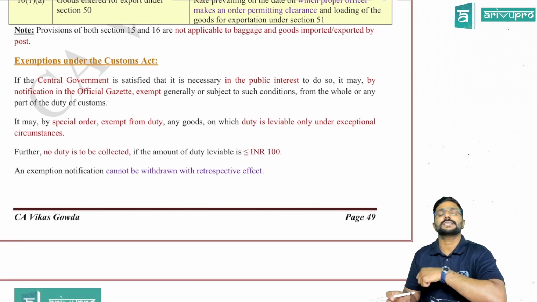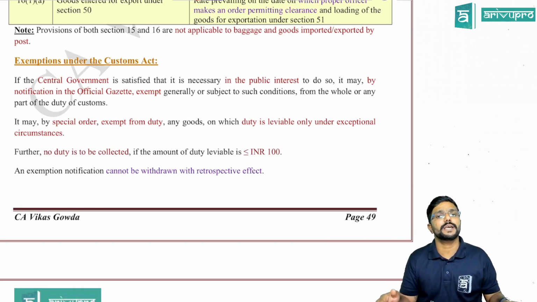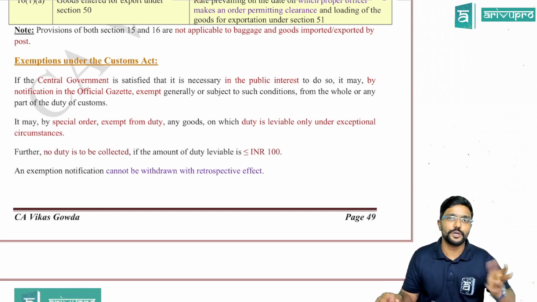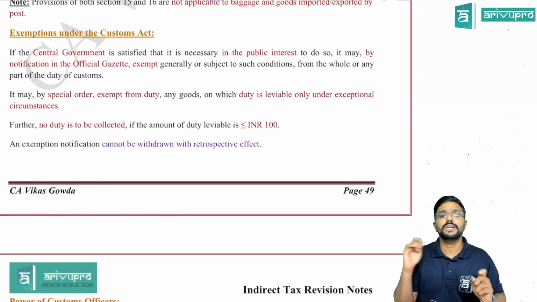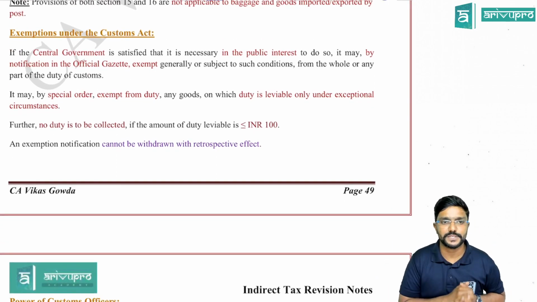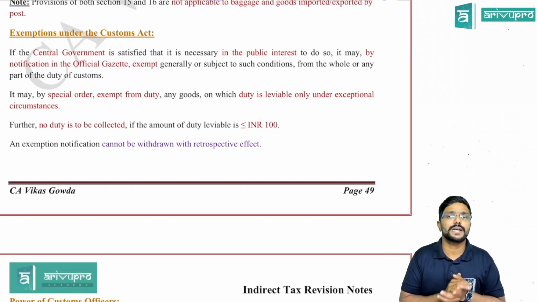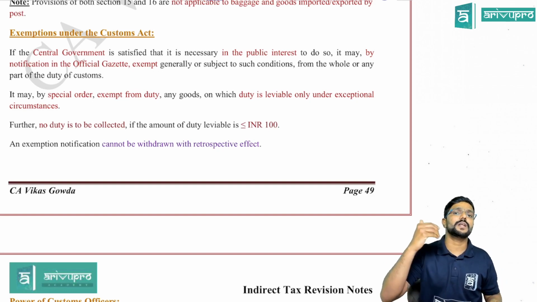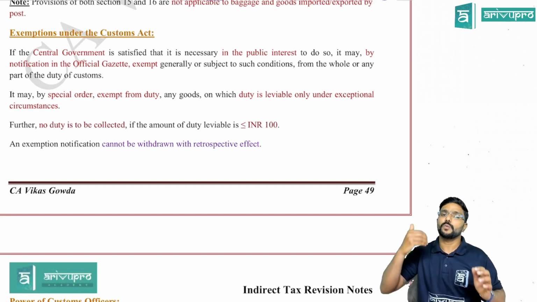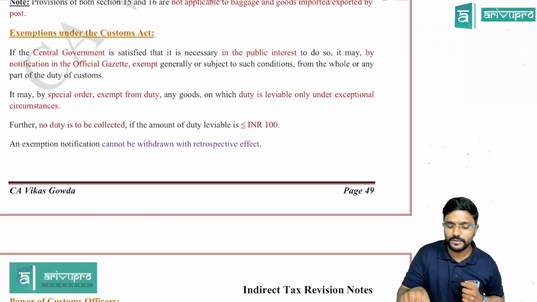Then the central government has the power to exempt any goods from import duty or export duty by way of notification. But they can also exempt through a special order, only under exceptional circumstances. If the amount of duty is less than or equal to 100, then they will not charge any duty to the importer or exporter. But if there is any withdrawal of exemption, the government can do it only from a prospective date and not from a retrospective date.